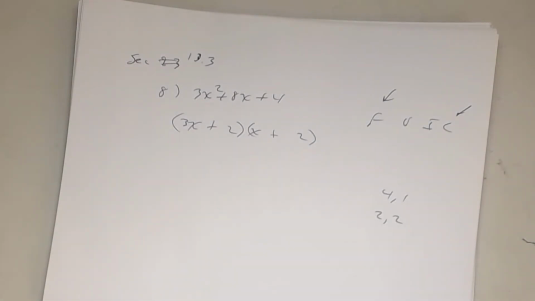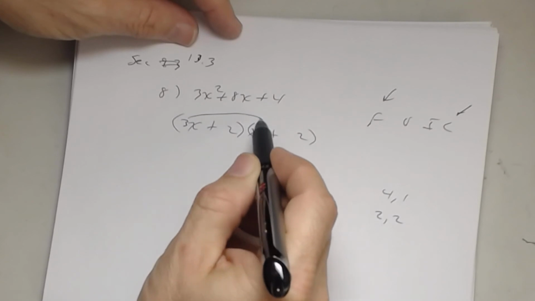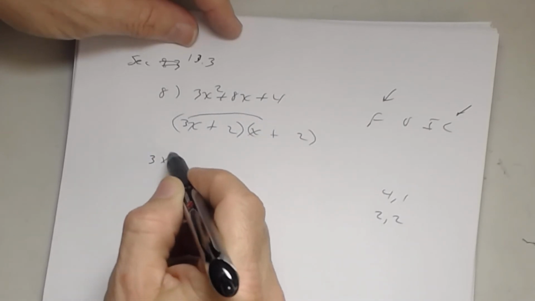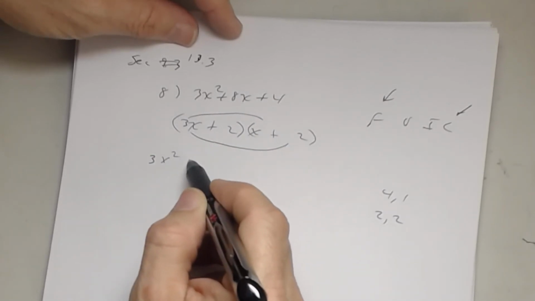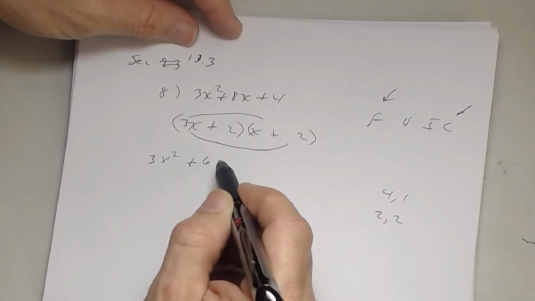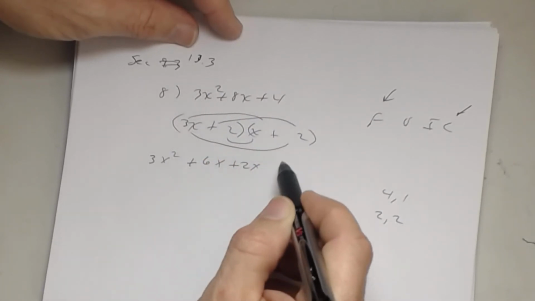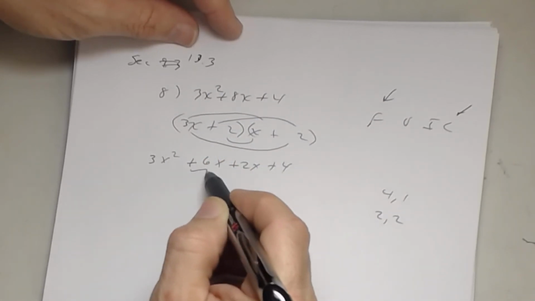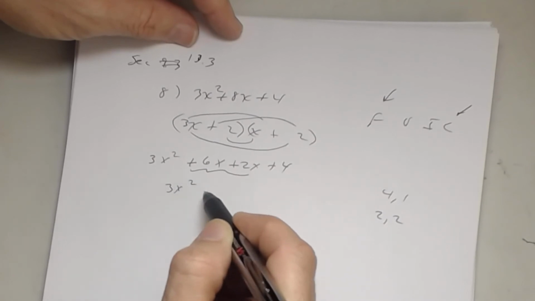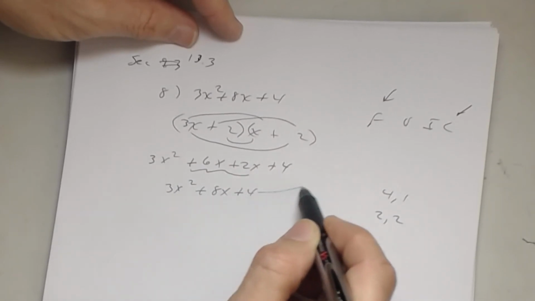Now, before you go on, you better check your work, check to make sure that's correct. FOIL. 3x times x is 3x squared. The outer is 6x. Not 6x squared. 6x. The inner is 2x, and the last is 4. When I combine like terms, I get 3x squared plus 8x, and then what? Plus 4, and that's what you wanted.